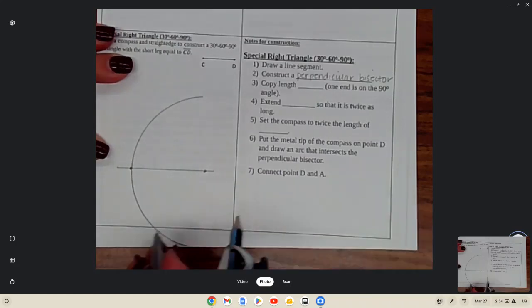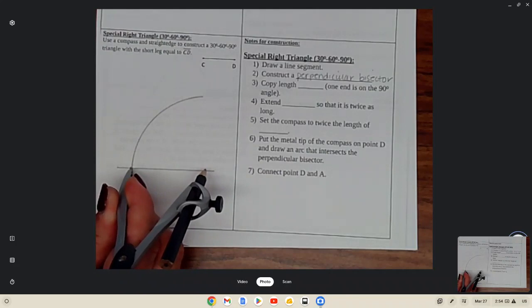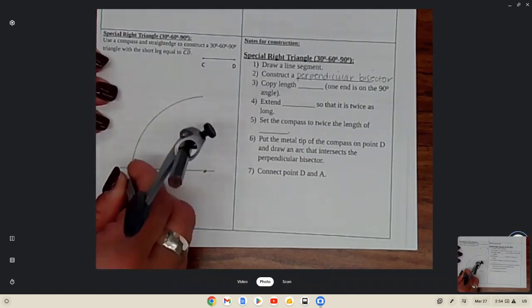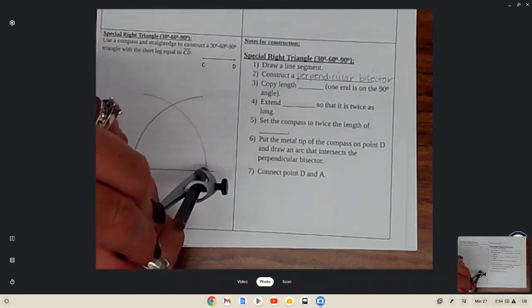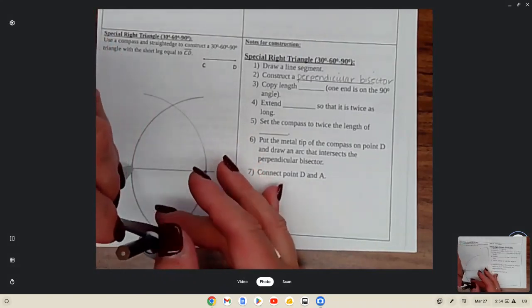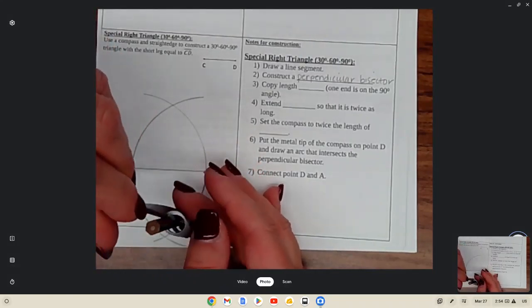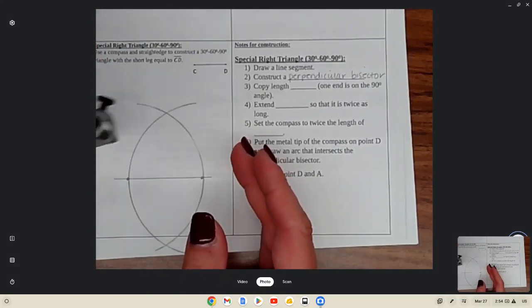Then you're going to flip your compass and do the exact same thing going the other way. So I always like to double check my width just to make sure I didn't bump my compass or move it somehow by mistake. Okay. Then you're going to make a semicircle arc going the other way. And you want to make them big enough so that the arcs intersect above and below your line. Okay.